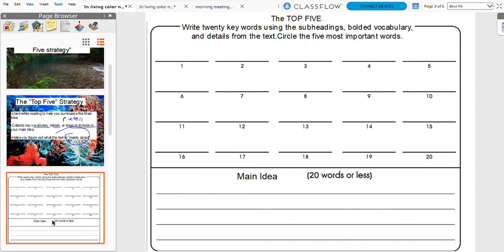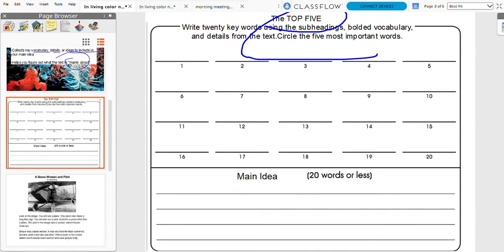strategy. What you are going to do on a piece of paper is list 20 important words as you are reading the text. These are words that are repetitive. These are words that come from subheadings. These are words that are bolded. They're words that answer the questions who, what, when, where, why. And once you have your 20 words, you will find the top 5, and those 5 words could be added to your main idea summary.